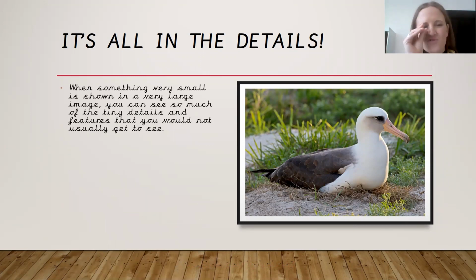So it's all in the detail. When something very small is shown in a very large image, you can see so much detail, so much of the tiny details and features that you would not usually get to see. Remember when we looked at the microsculptures and we zoomed right in, you could even see the detail around the insect's eyes. You could see the detail on the wings, if they had wings. You could see the little hairs off the legs. You could see all those tiny details once you zoomed straight in.